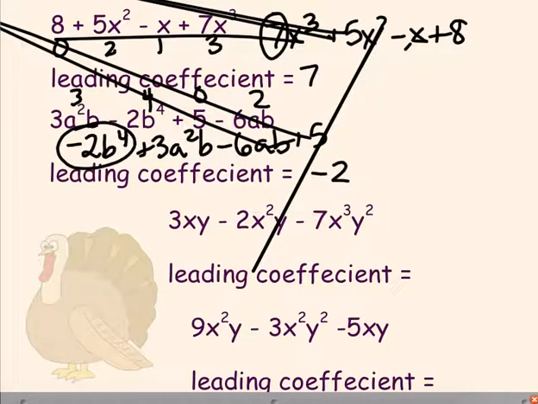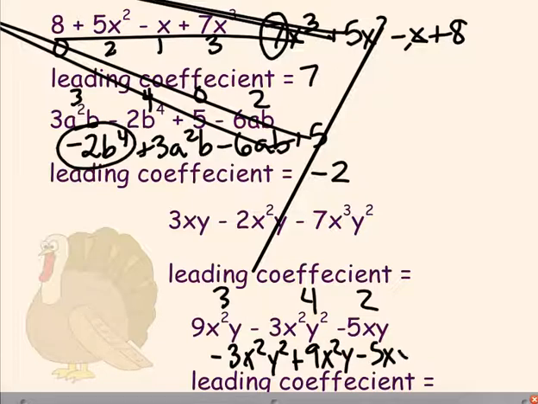And I'll do the last one on this page. We have a degree of 3, 4, and 2, so we say we have negative 3x squared y squared plus 9x squared y minus 5xy. Our leading coefficient right there is negative 3.